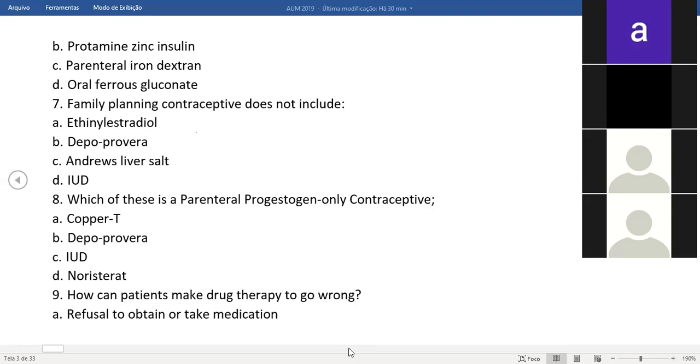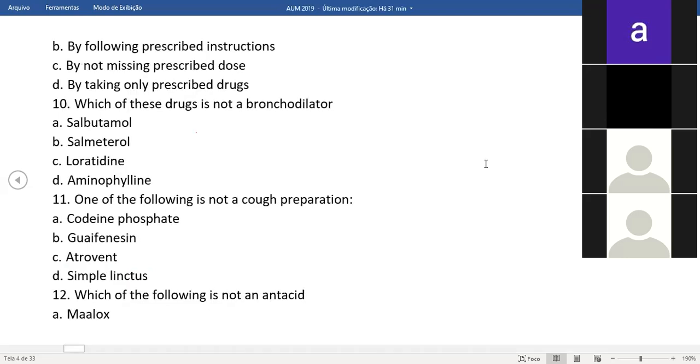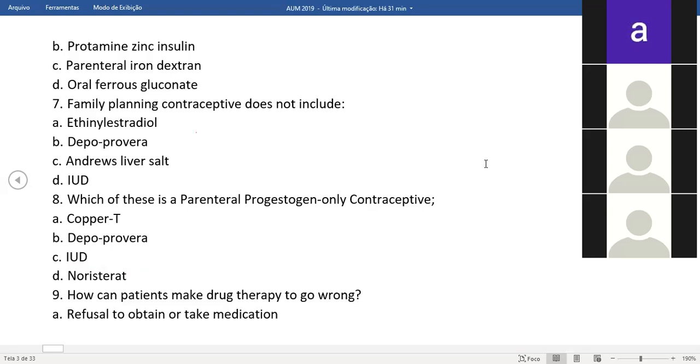Okay. How can patients make drug therapy go wrong? A, refusal to obtain or take medication. There's something on my screen and it is refusing to go. Okay, yeah, it has gone now. How can patients make drug therapy go wrong? Refusal to obtain or take medication, by following prescribed instructions, by not missing prescribed dose, by taking only prescribed drugs. A. Very good. Our answer is A.